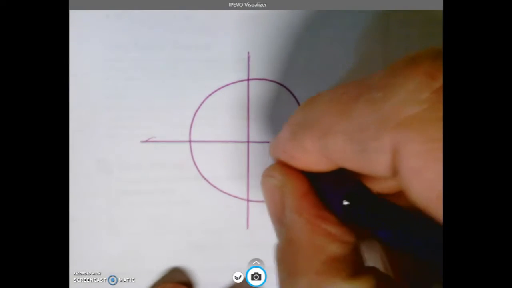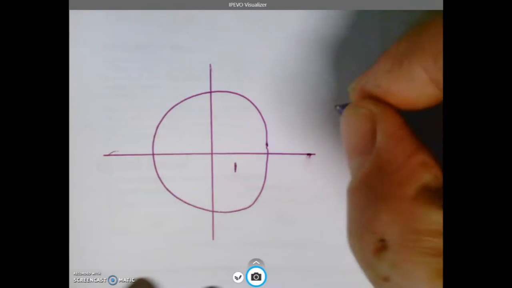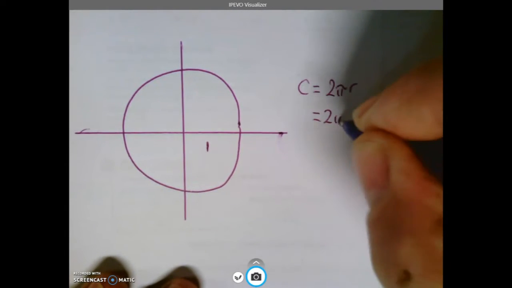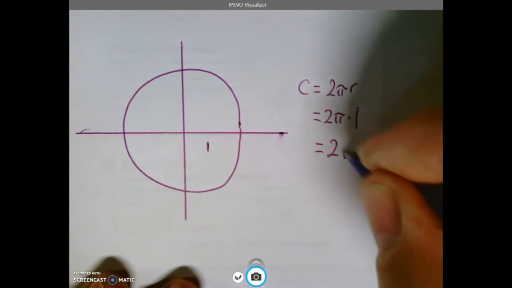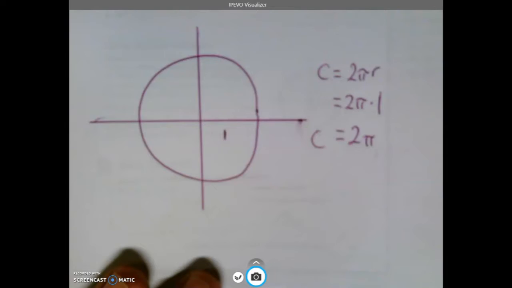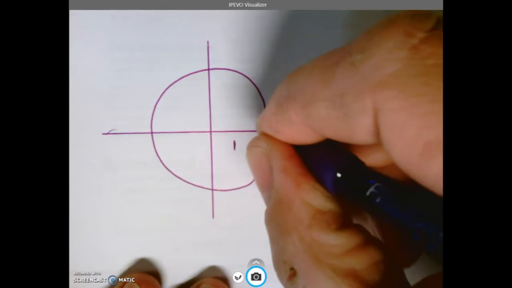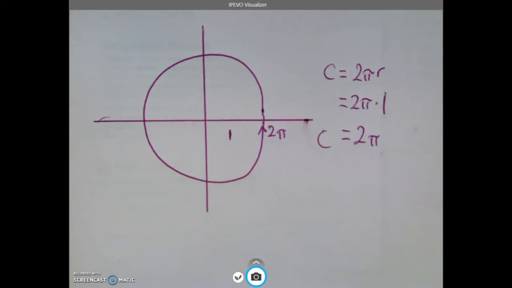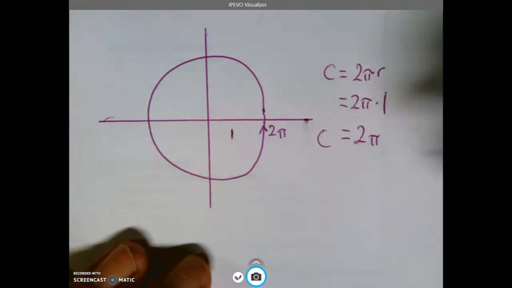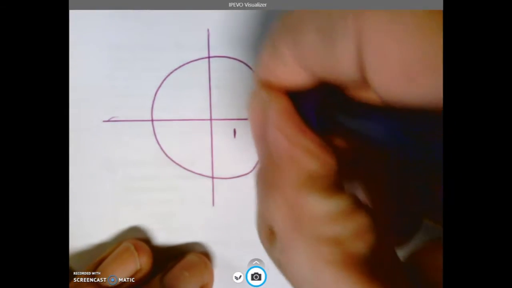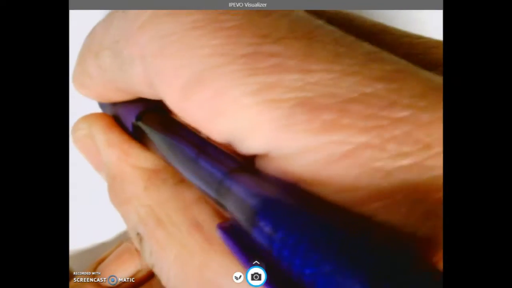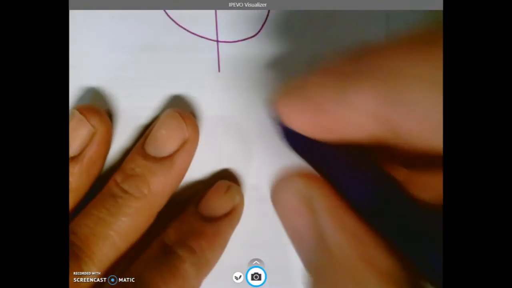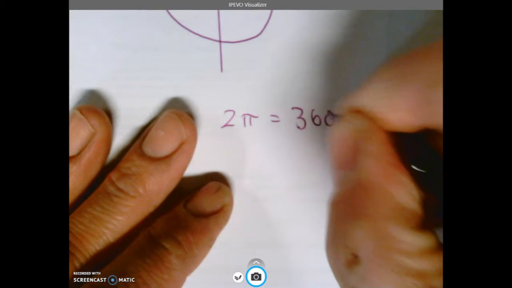If we start with a circle with a radius of 1, someone said, what if we talked about the circumference? The circumference is 2 pi r. And if your radius is 1, that's 2 pi times 1, or 2 pi. So all the way around the circle would be 2 pi. If you started here and went all the way around, coming back to where you started, that would be the distance around the circle, in centimeters or feet or whatever. If it's 2 pi all the way around, then halfway around would be just pi. The other way to think about this is that 2 pi is the same as 360 degrees.